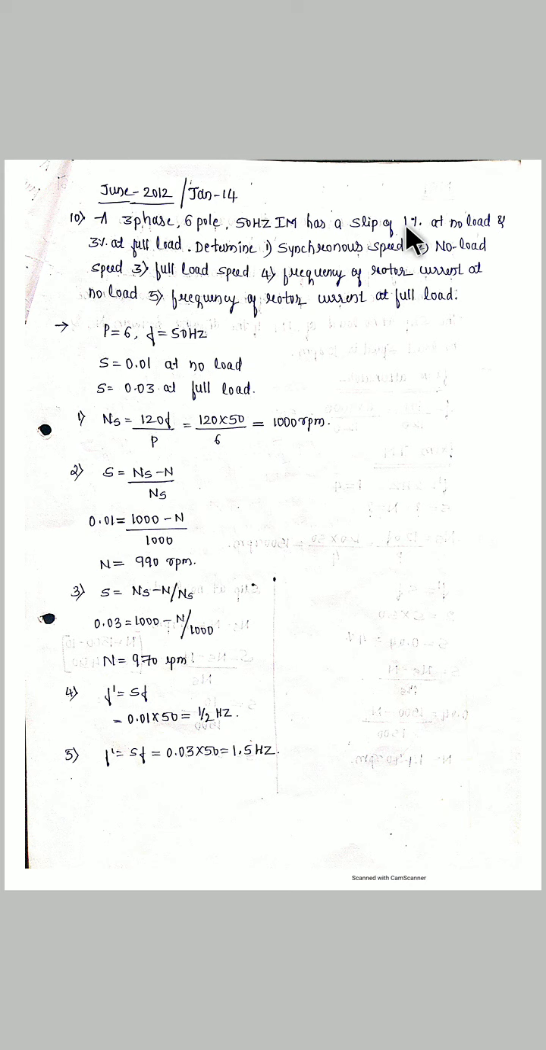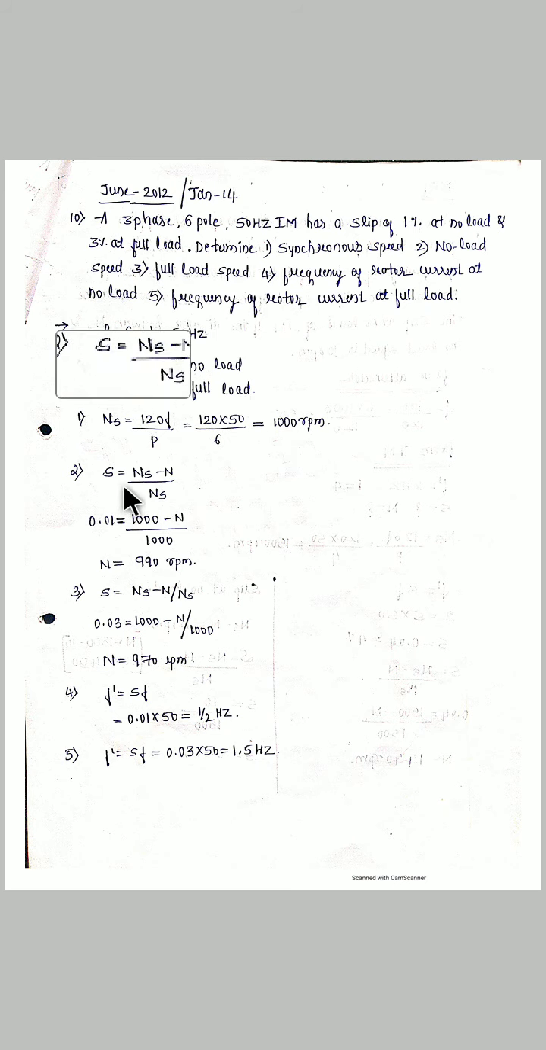Here two different slips are given. One is 1%, which I take as no load, and one more slip is 3%, which is for full load. So P is given as 6 and f is given as 50. I take s equal to 0.01 for no load and s equal to 0.03 for full load. First they are asking for the synchronous speed. I calculate it using the formula 120 f by p, that is 120 into 50, because frequency is 50 and poles are 6. So the answer is 1000 rpm.